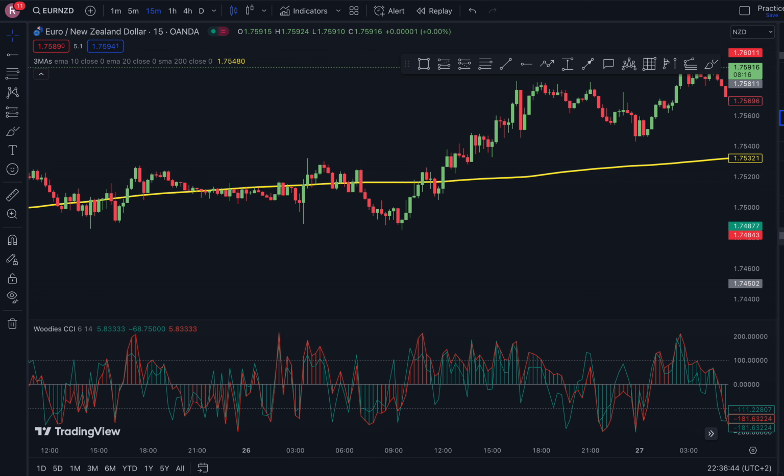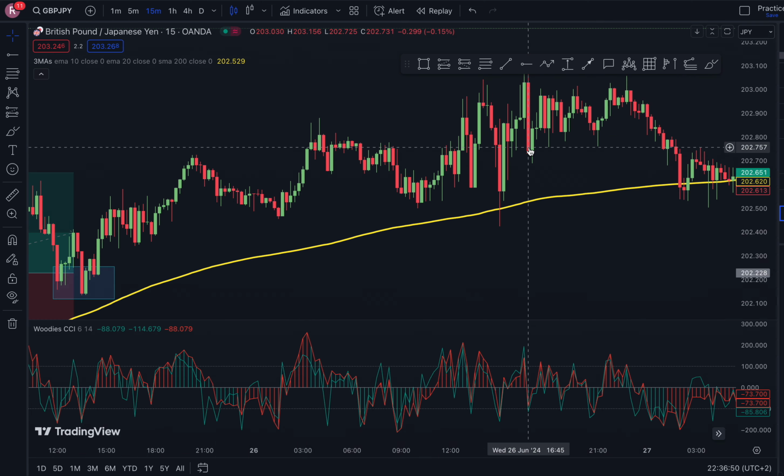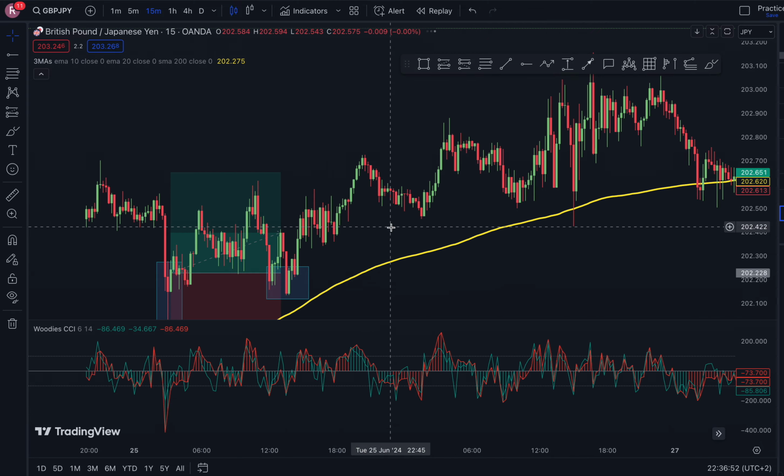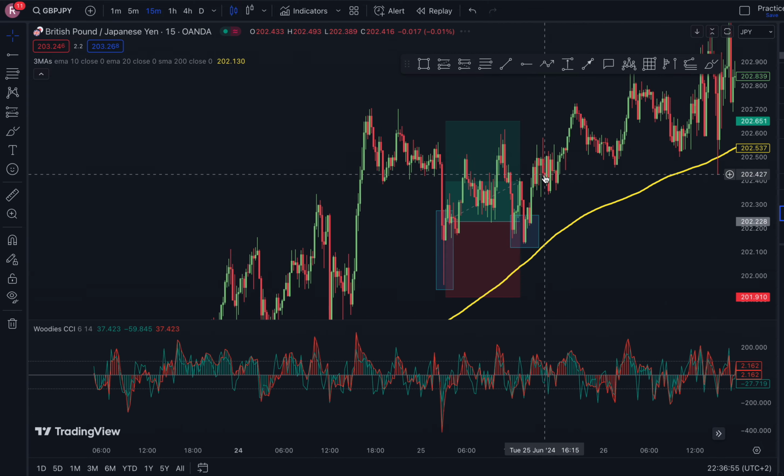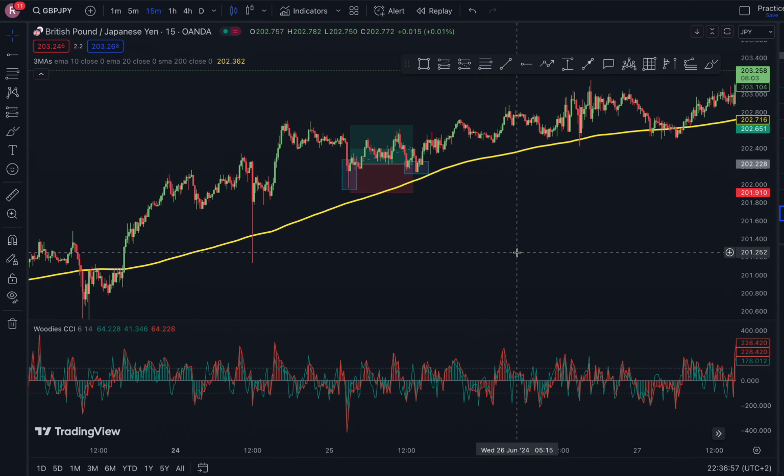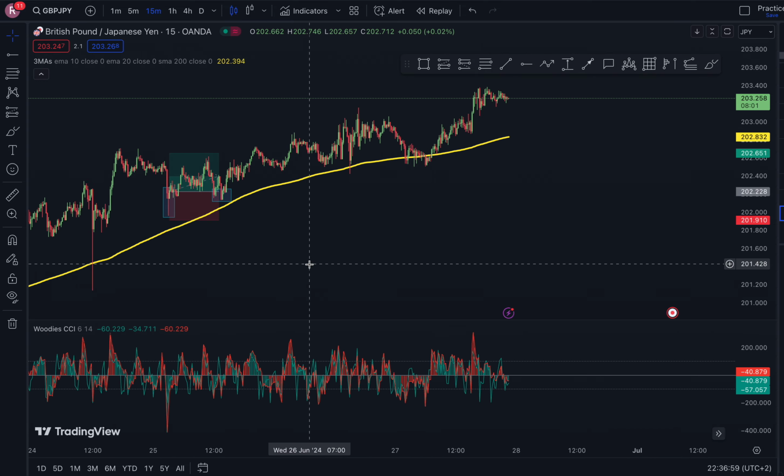First of all, you want to find a trending market. I'm going to look for a pair that actually trends. GBP JPY looks great. Great. Save it here.